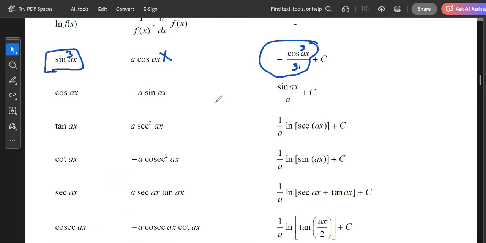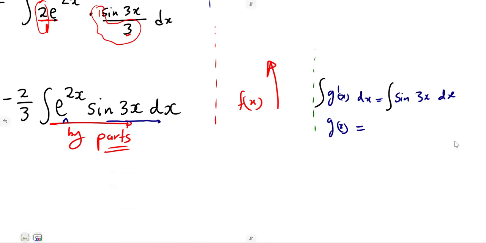Just like that. Okay, so this is what we need: negative cos 3x over 3. So let us bring it here. That's negative cos of 3x over 3, plus the constant of integration, which for now we are going to ignore.